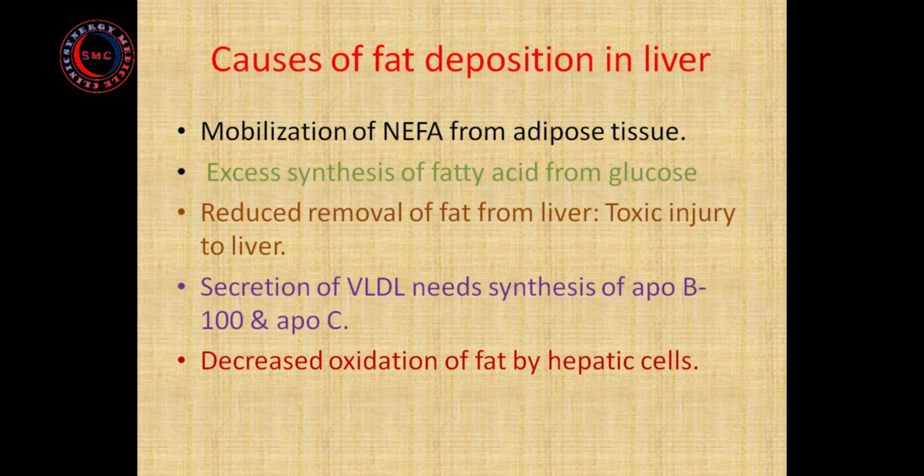Causes of fat deposition in the liver: mobilization of NEFA from adipose tissue, excess synthesis of fatty acid from glucose, removal of fat from the liver, toxic injury to the liver. Secretion of VLDL needs synthesis of ApoB100 and ApoC. Decreased oxidation of fat by the hepatic cell.